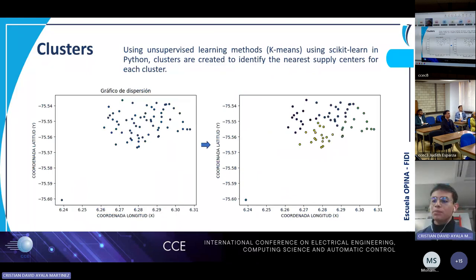The scikit-learn library in Python has a K-means library inside, which is an unsupervised learning method that we use to separate or make clusters inside the zones, to separate different zones in the city. So each cluster has a nearest supply center to be a possible benefactor or a possible waste center.